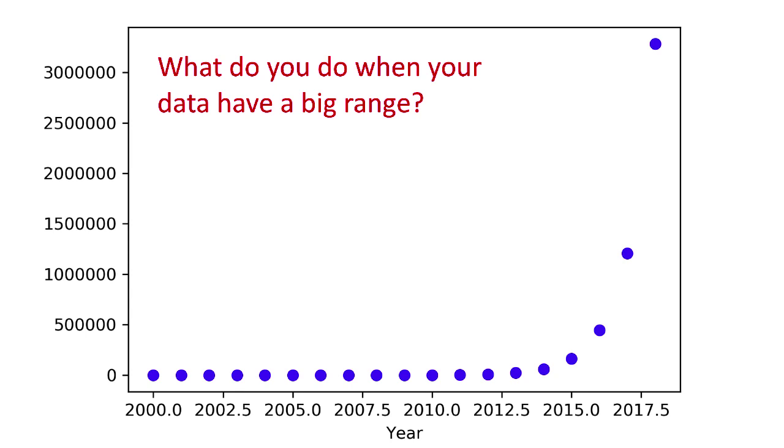Another quite common issue is what to do when your data have a big range. So here we have, say, the income of a company, and it's getting very large. This company must be like an internet startup company and growing very fast.